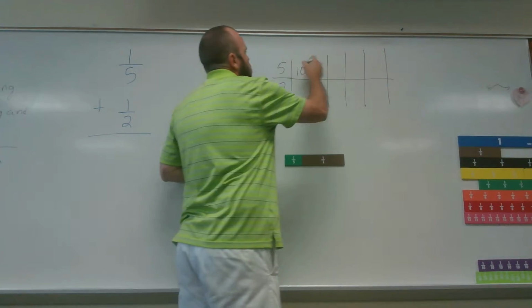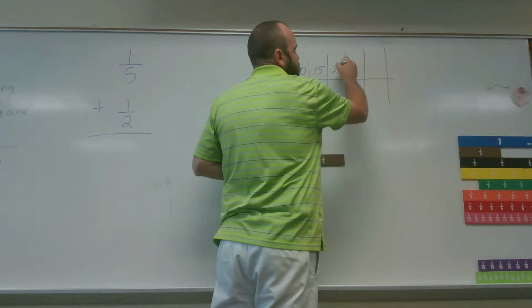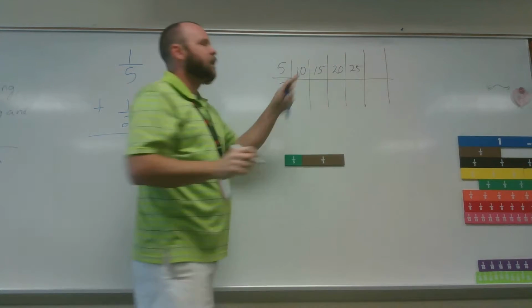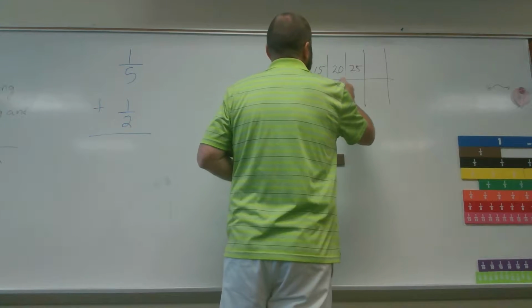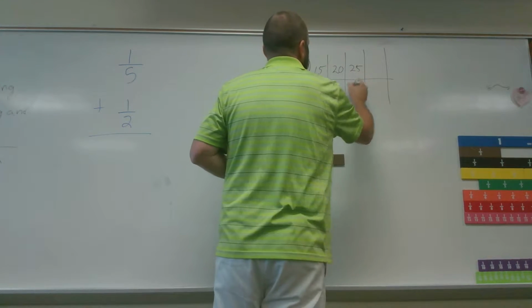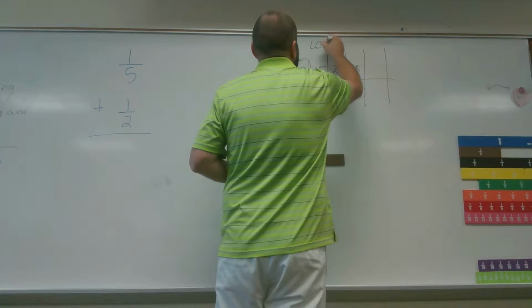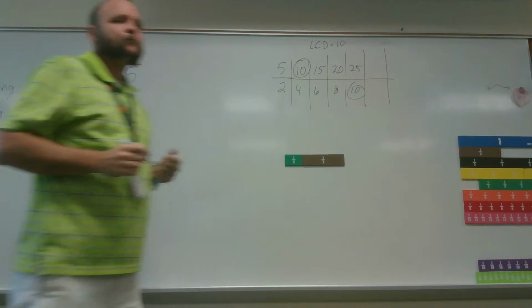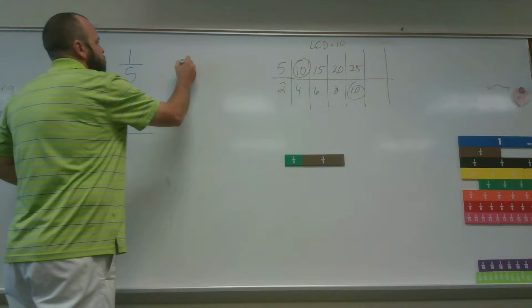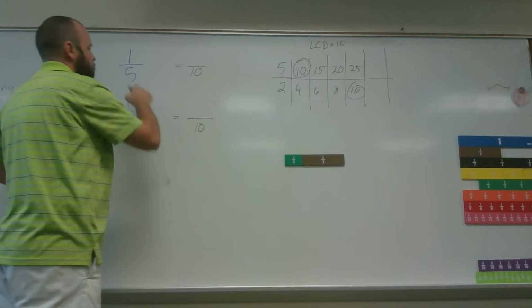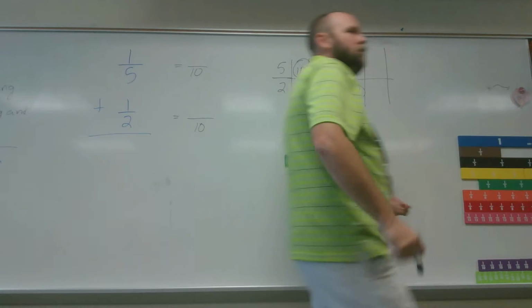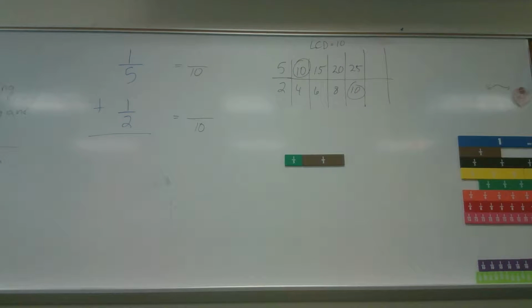10. So if I went through my multiples with a larger one, is 10 a multiple of 2? Yes. Because it'd go 2, 4, 6, 8, 10. So my least common denominator is 10. Meaning I'm going to change both of these so that they have a denominator of 10. Now, I cannot change the value.